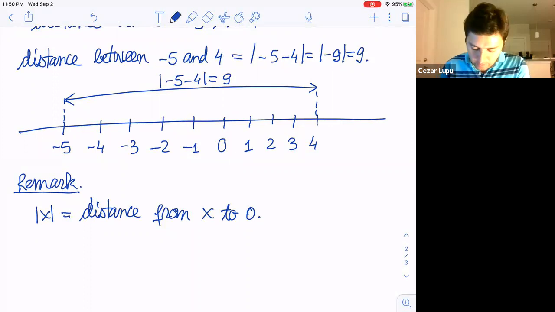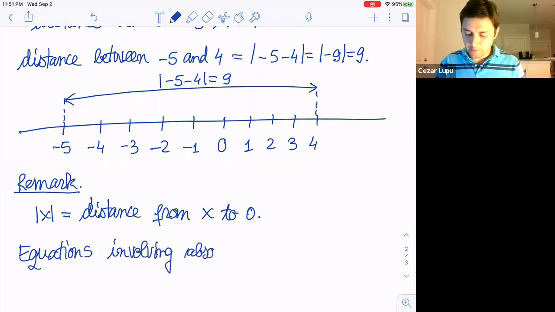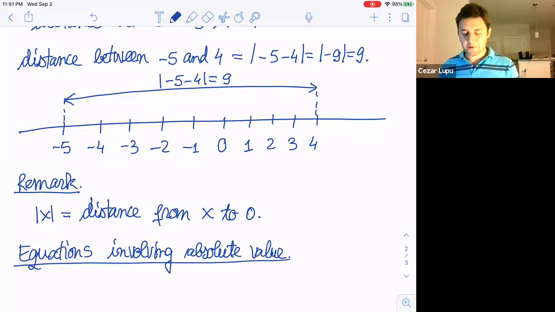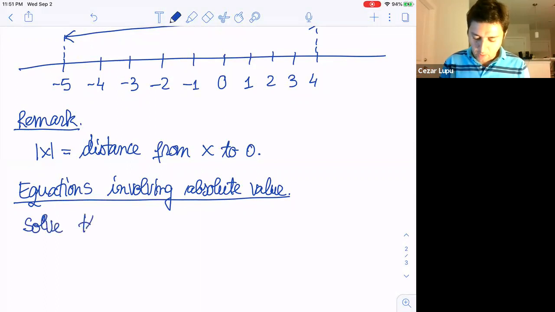Now let's see, how do we solve equations involving absolute value? We want to see how we're going to solve these equations. All right, let's pick a simple one. For example, solve the equation: the absolute value of x minus 5 equals 2.